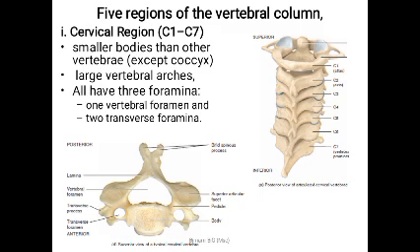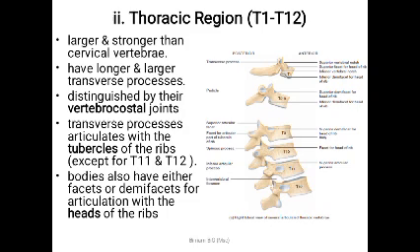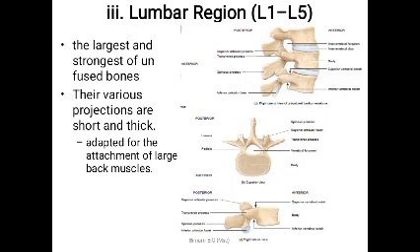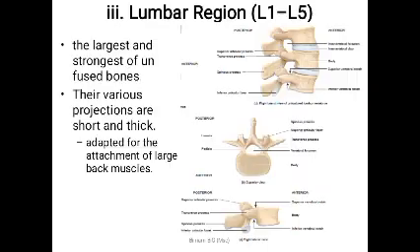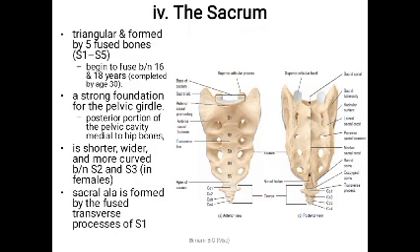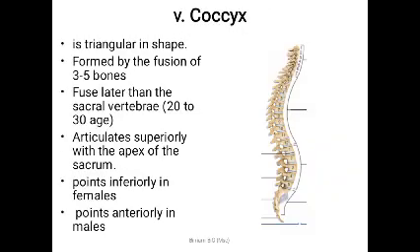5 regions of the vertebral column. 1. Cervical region, C1 up to C7. 2. Thoracic region, T1 up to T12. 3. Lumbar region, L1 to L5. 4. The sacrum. 5. Coccyx.